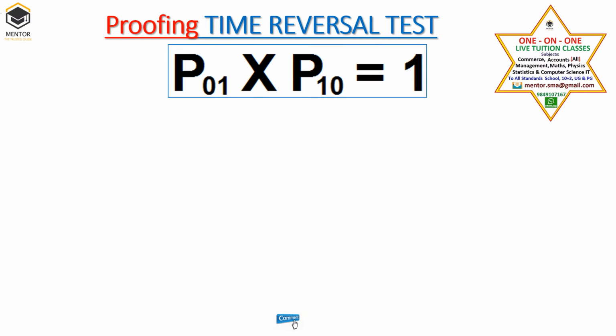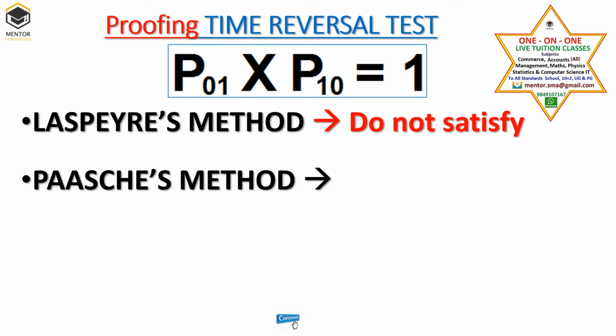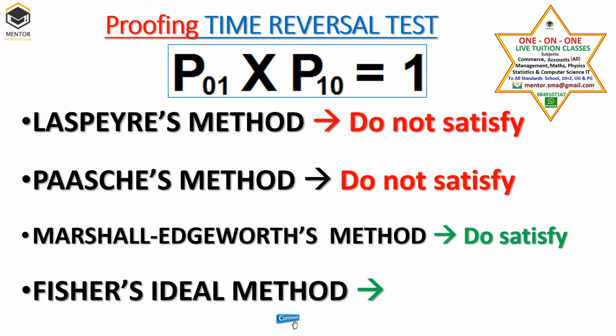Which particular formula is going to satisfy the time reversal test? Laspeyres method is not going to satisfy the time reversal test. Paasche method is also not going to satisfy the time reversal test. Next, Marshall-Edgeworth method does satisfy the time reversal test. Next, Fisher's ideal method is going to satisfy the time reversal test. So only two methods are going to satisfy the time reversal test, whereas Laspeyres and Paasche are not going to satisfy it.